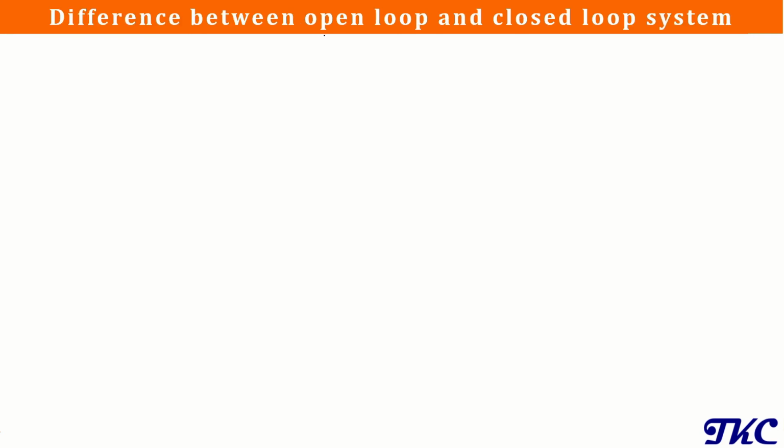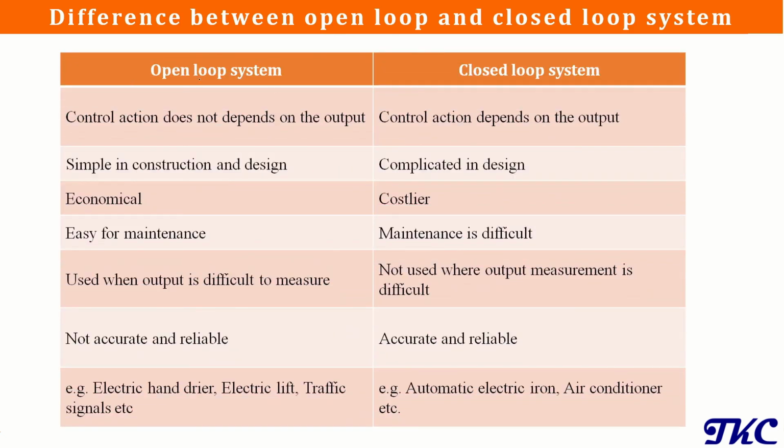Now let's discuss the difference between open loop and closed loop systems. This is one of the most used classifications of control systems. So let's see the difference. For an open loop system, control action does not depend upon the output. Why? Because we are not having any feedback element, so it is not going to monitor the output. Similarly, for a closed loop system, control action depends upon the output. So here we are having a feedback element that is going to monitor the output, and if there is a change in the output, it will be adjusted based on the feedback signal.